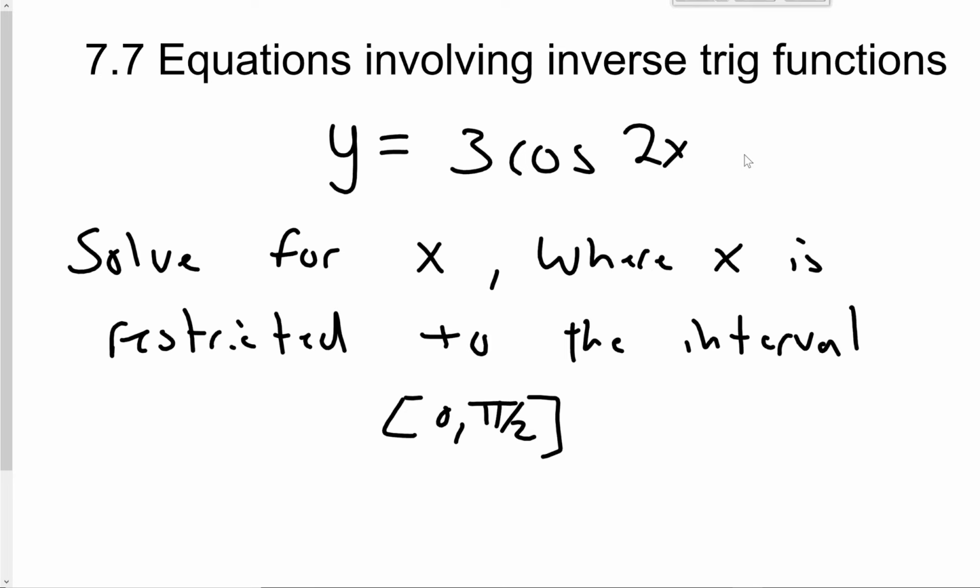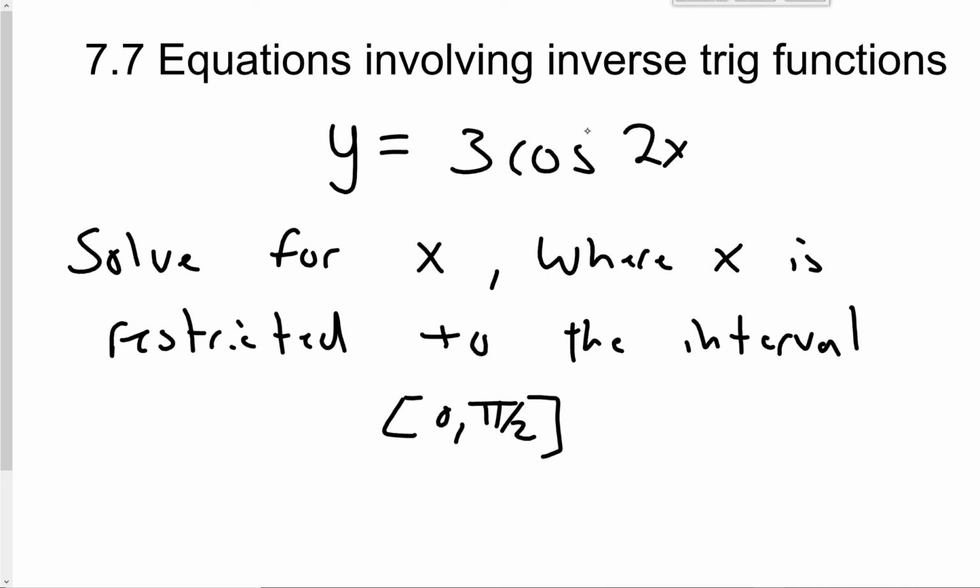Another thing we're going to do in 7.7 is actually solve inverse problems. So if this was a cosine inverse, solving that type of equation. That's what 7.7 is about. So let's go ahead and solve this.